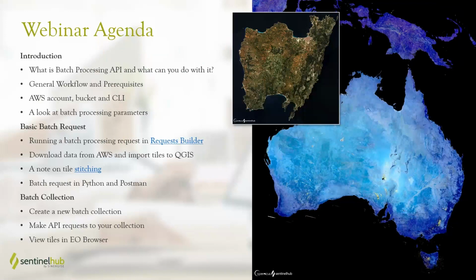So this will be done in 2 major parts. The first one will be a basic batch request, and the second one will be the batch request with creating a collection. Before we dive into the technical things, let's check some interesting blogs and examples of the Batch Processing API.